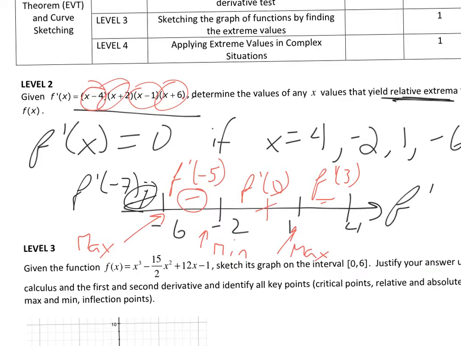And then at 5, say f prime of 5, everything will be positive. So we go from negative to positive, so that will be a min right there. So I have 4 relative extrema, 2 max and 2 mins, at x equals -6 and x equals 1 respectively, and then at x equals -2 and x equals 4 respectively.